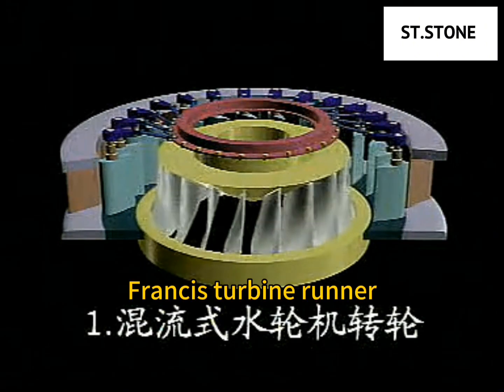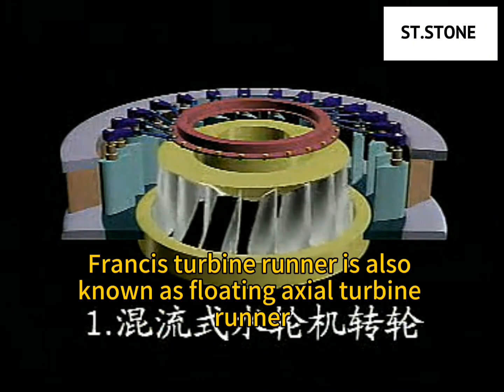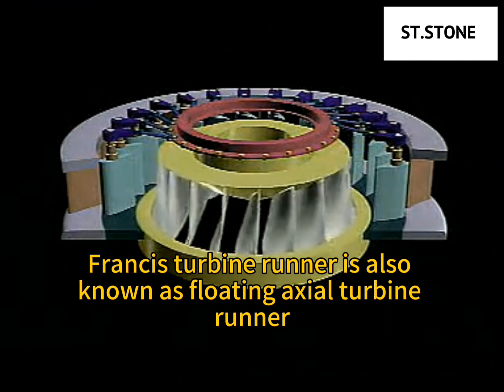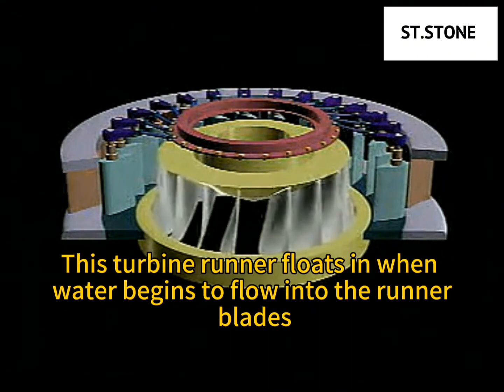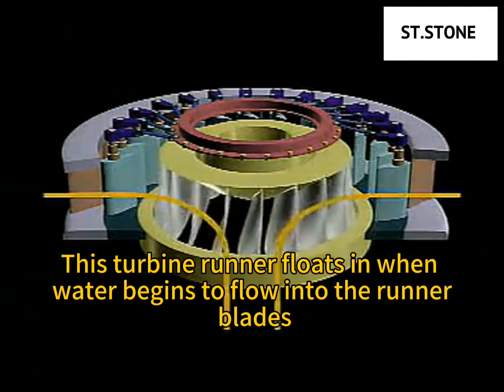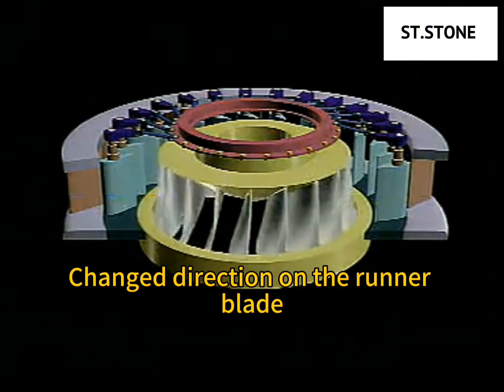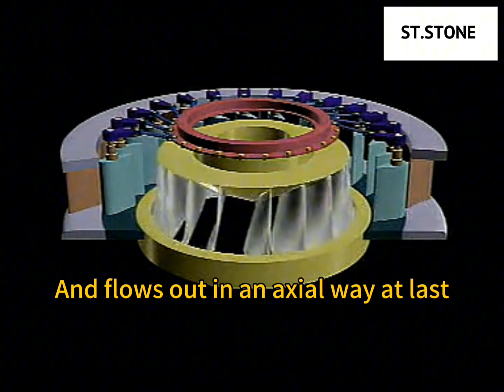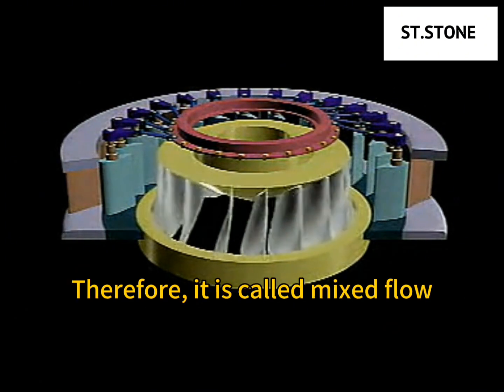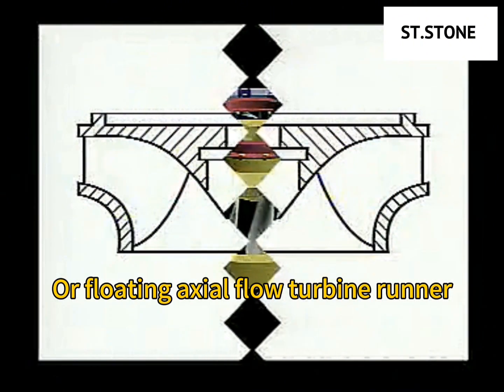Francis turbine runner. Francis turbine runner is also known as mixed axial flow turbine runner. In this turbine runner, water begins to flow into the runner blades, changes direction on the runner blade, and flows out in an axial way at last. Therefore, it is called mixed flow or mixed axial flow turbine runner.